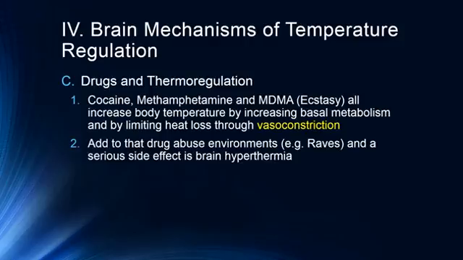Cocaine, methamphetamine, and ecstasy, or MDMA, all increase body temperature by increasing basal metabolism and by limiting heat loss through vasoconstriction. So we oftentimes see increased internal temperature in these people. If we add to that the drug abuse environment, so things like raves or nightclubs that are hot, people are sweating, lots of people standing around that are overheated, and the major side effect here is brain hyperthermia. We'll talk in the next lecture on thirst and satiety about how ecstasy can actually influence the thirst satiety system and convince people they need to keep drinking water until they get hyponatremia.